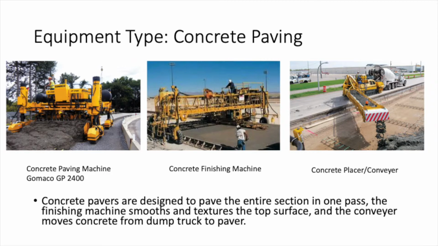Now finally on the right, you have your concrete conveyor. These are really important, especially when you're doing continuously reinforced concrete pavement, CRCP, because you have a rebar mat essentially extending the entire duration of your pass that you're making with your paver. So you can't back up trucks in front of it because they can't drive on the rebar. So your trucks need to come alongside and dump into this concrete conveyor, which then in turn moves the concrete in front of the paver where it needs to be.